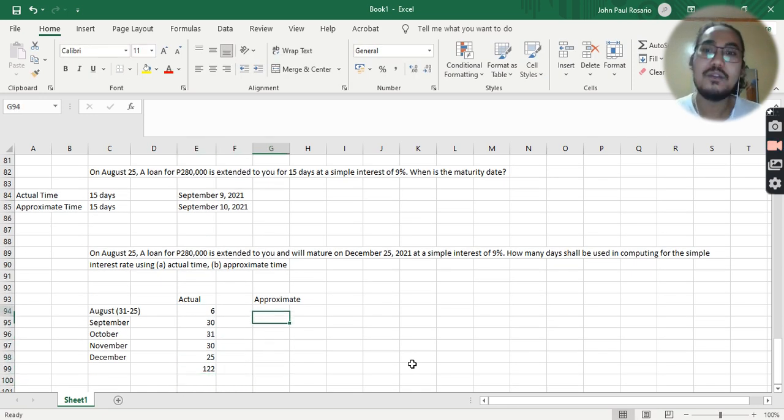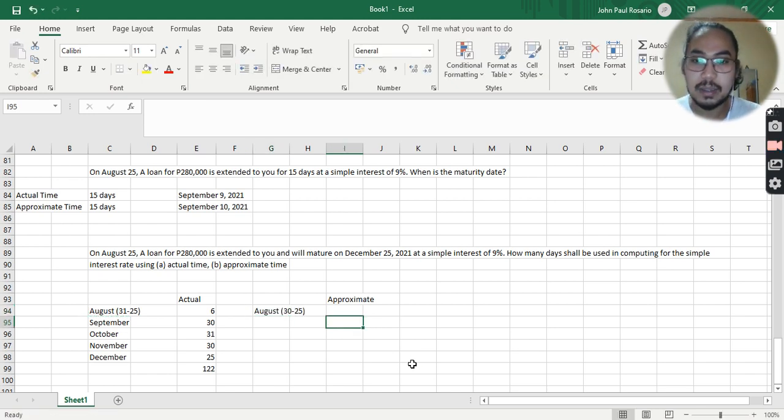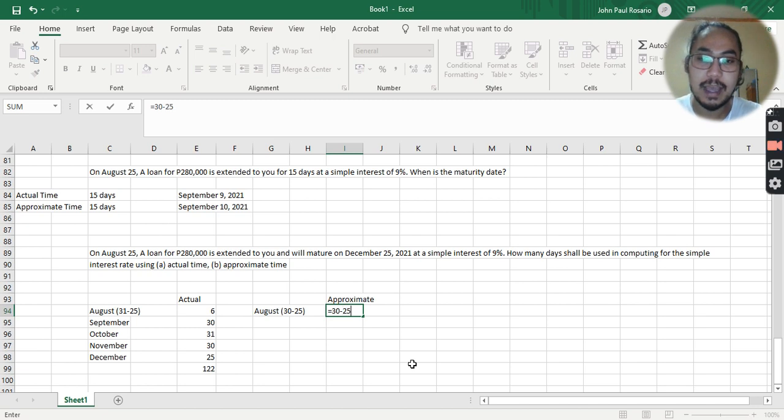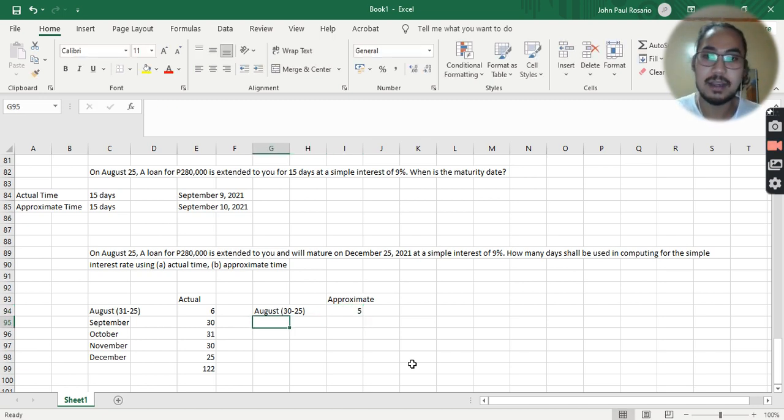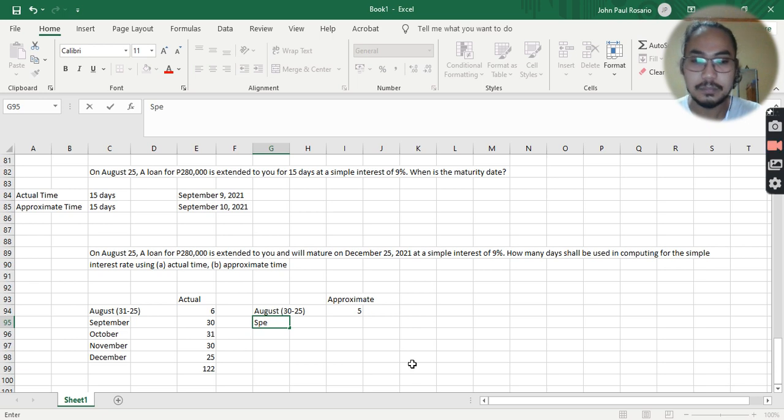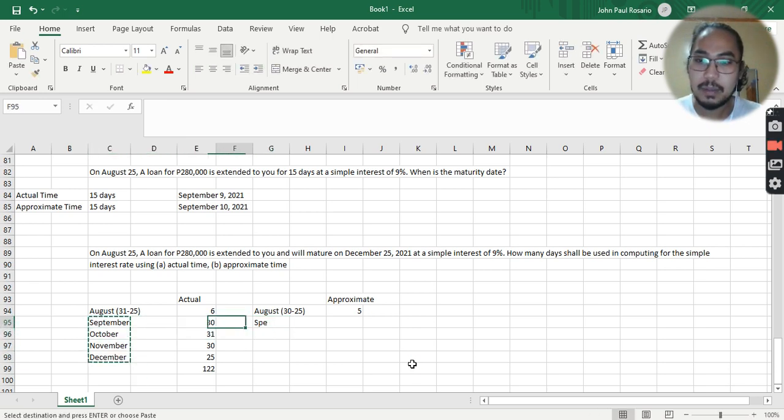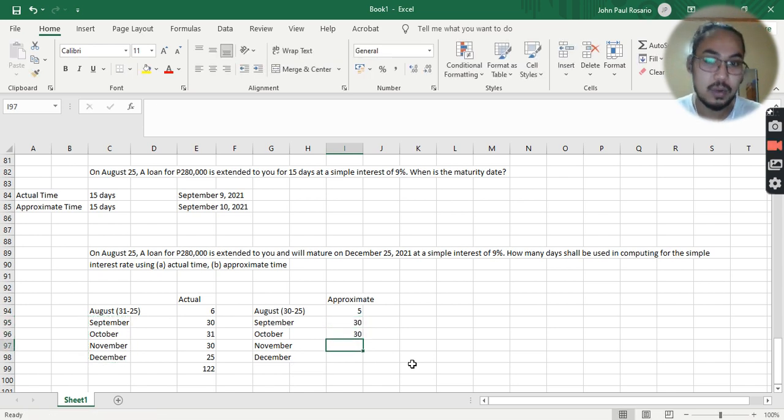But sir, what if approximate? Again, for approximate, it only assumes that the number of days per month is 30. So this is 30 minus 25. The resulting days is 5. And then September, October, November, December: September 30, October 30, November 30. And then for December, the month of maturity, 25 days, so 25 only is what you put.